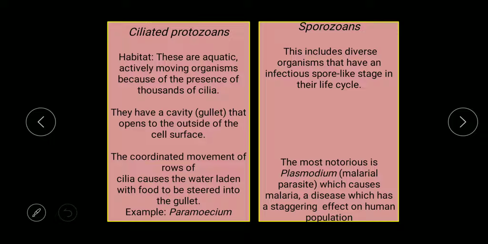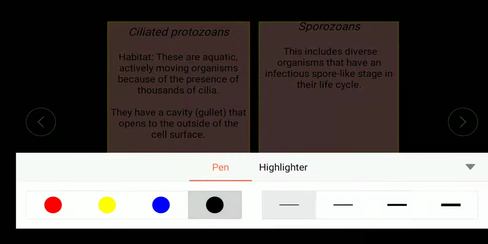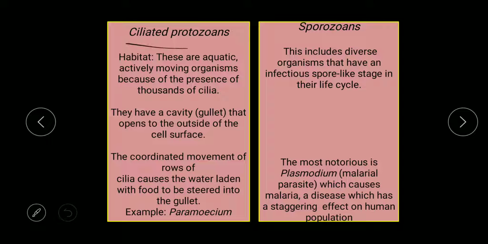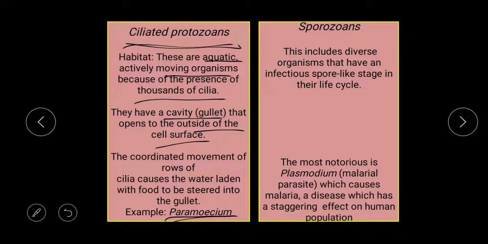Next we have the ciliated protozoans. These ciliated protozoans are those which have cilia, and the example is Paramecium. In Paramecium, all over the body you will find the presence of cilia. Their habitat is aquatic, and they are actively moving because of the presence of thousands of cilia, and the cilia perform a coordinated function. They have a cavity, the gullet, that opens to the outside of the cell surface. The coordinated movement of rows of cilia causes water-laden food particles to be directed into the gullet.